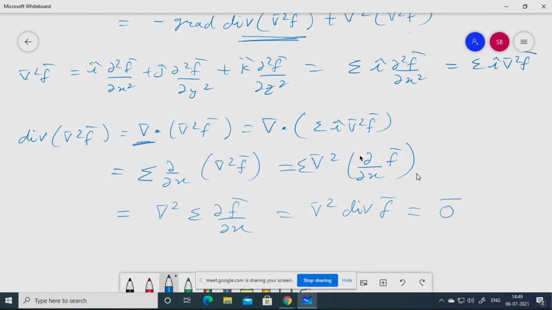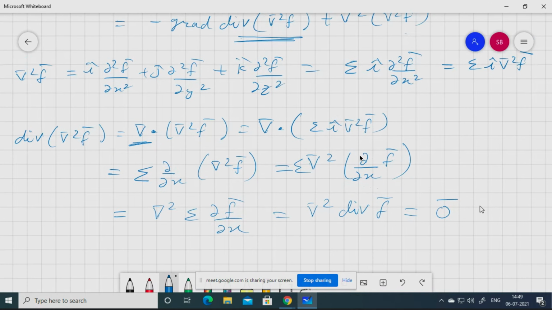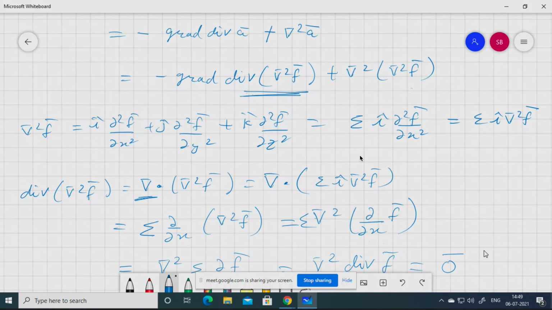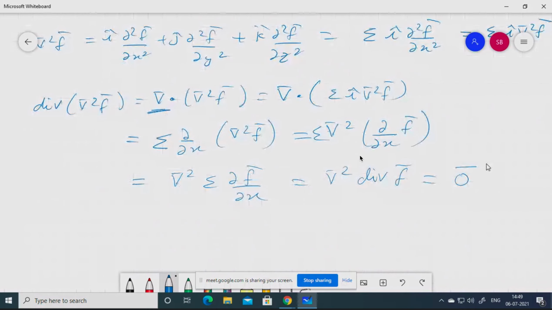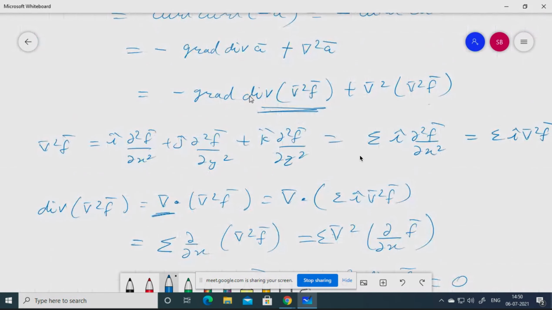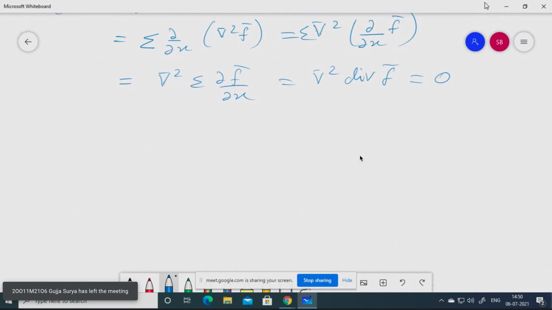Now the gradient of something will be equal to 0. I mean 0 only you are calculating. So gradient of 0 will be equal to 0. This scalar function you will get now. A scalar only you will get. Understood all of you? So just we need to substitute this value in the above one. Divergence of del square f bar is 0, so you won't have the first part, you will have only the second part.